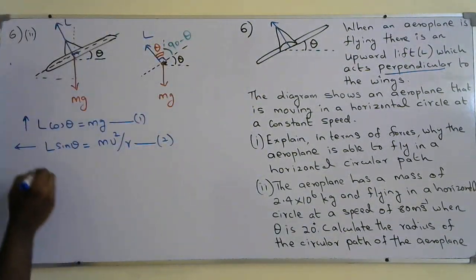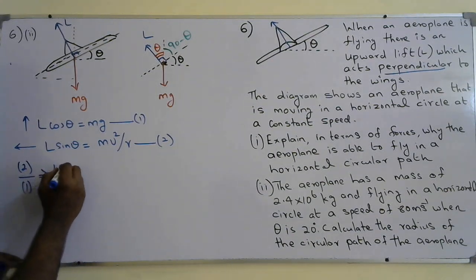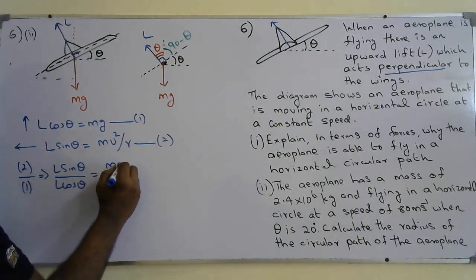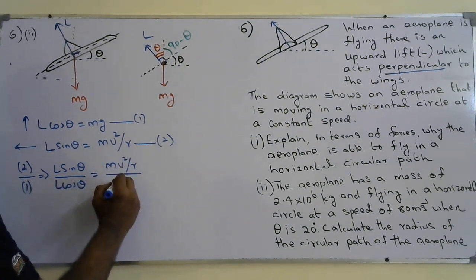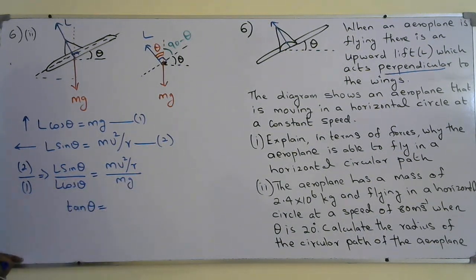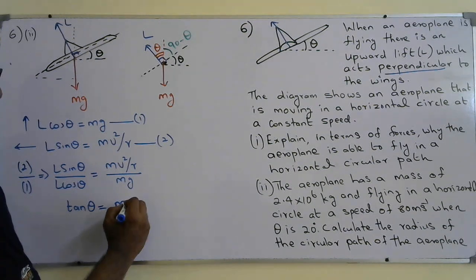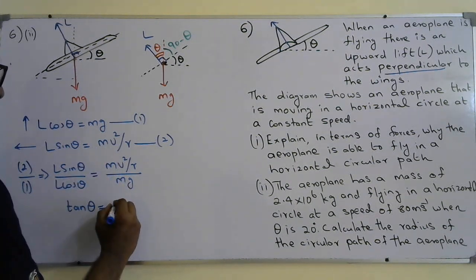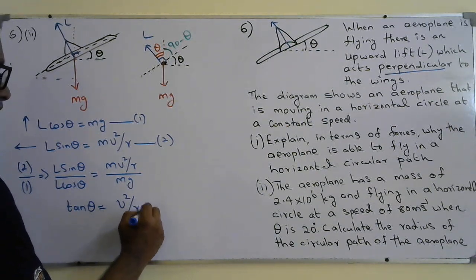Okay, so divide the second equation by the first equation. L sin theta over L cos theta equals mv squared over r, over mg. That is tan theta equals, m and m will get cancelled, v squared over rg.